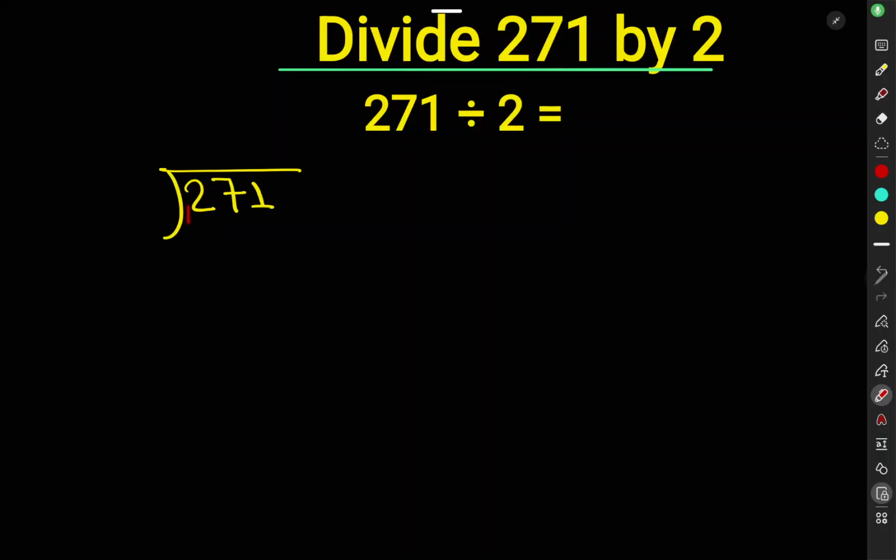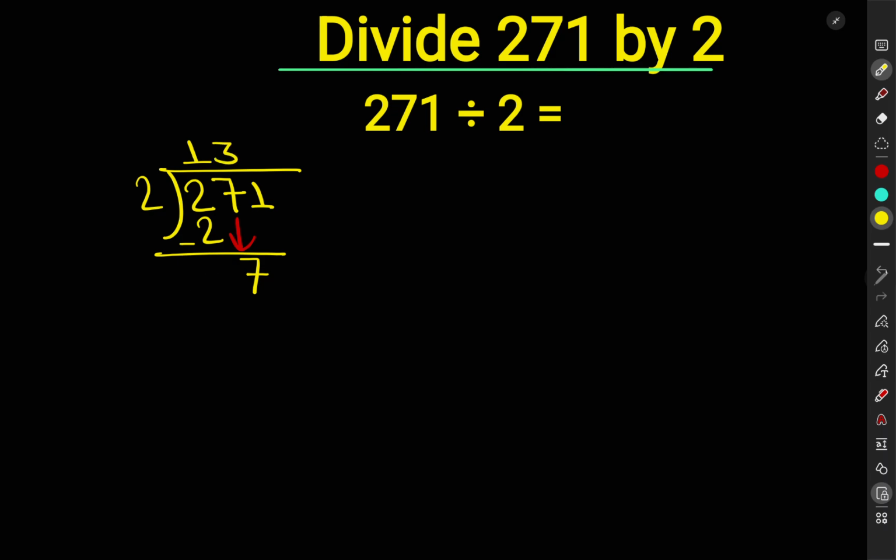We divide 271 by 2 in a long division method. So 2 times 1 means 2. On subtracting we get 0. So now we put down the number beside this 7 and we remove this 0.